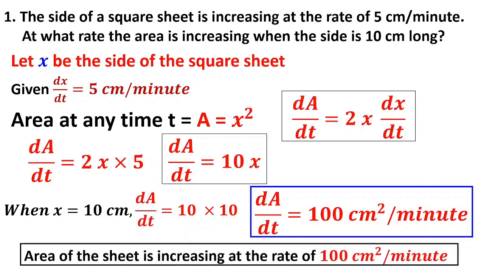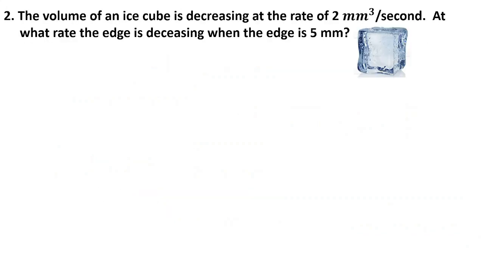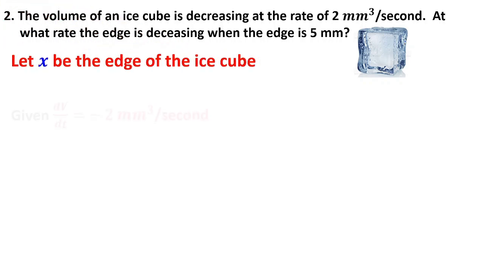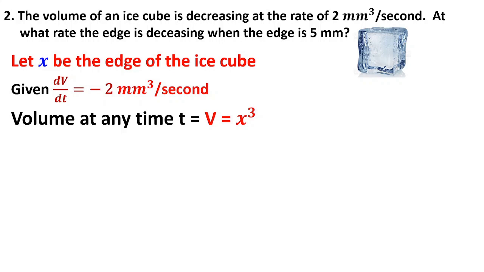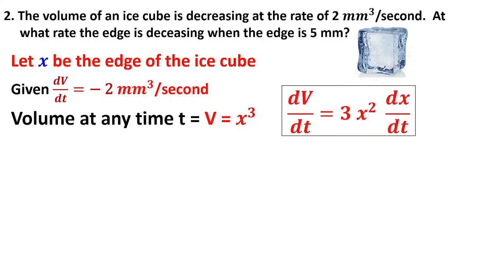Well, the volume of the ice cube is decreasing. Please note down, decreasing at the rate of 2 millimeter cube per second. At what rate is the edge increasing when the edge is 5 millimeter? Now x be the edge, and dV by dt, volume is decreasing, therefore I am taking it as minus 2. And volume is x cube, I am differentiating it with respect to t, 3x square dx by dt.